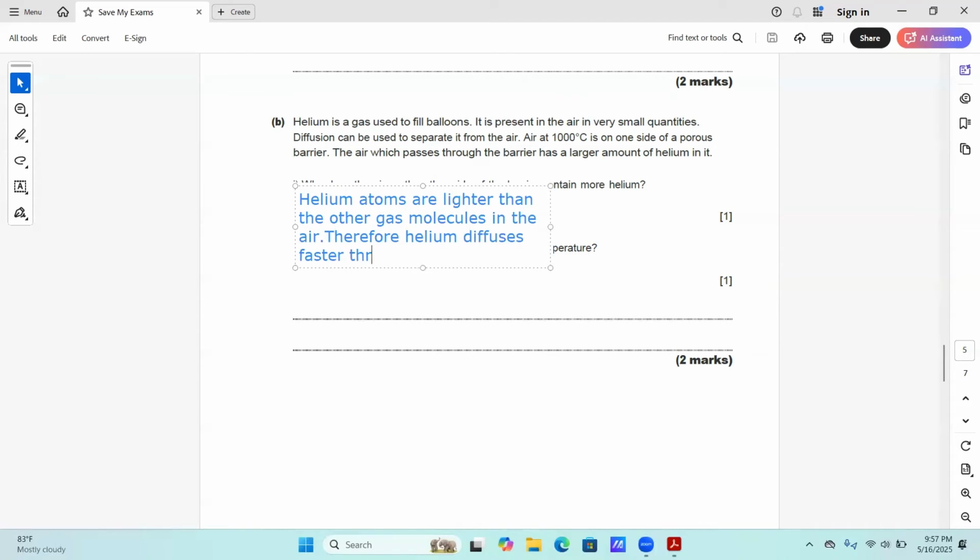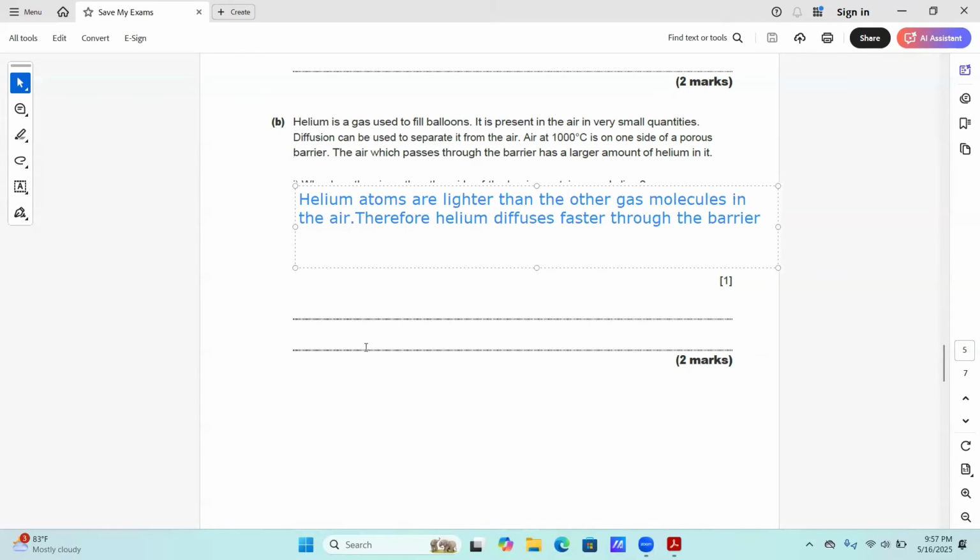through the barrier. Why is it an advantage to have the air at a high temperature?